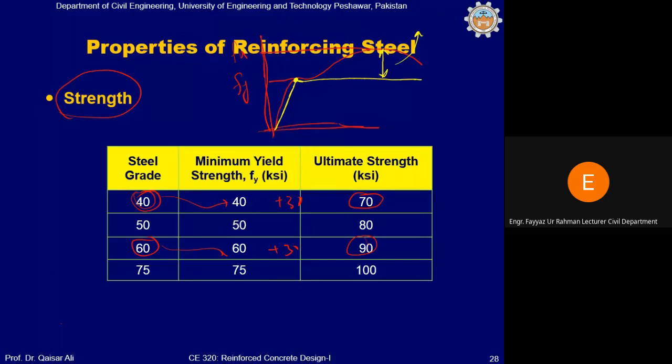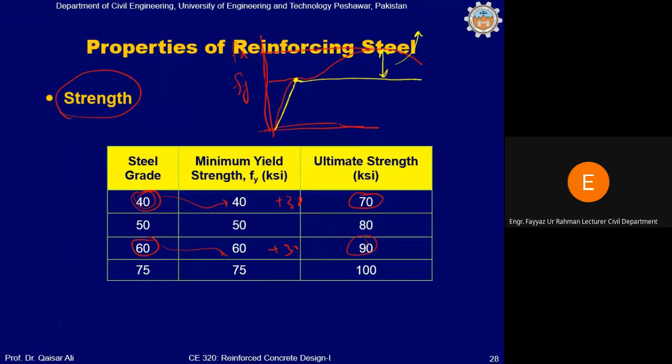These are used in case of emergency. So this strength will be kept as a reserve strength. We are not using this much strength in our design, which means that we will be using only yield strength in our design. Clear? The strain hardening portion of the stress strain curve is ignored in the design. Clear?